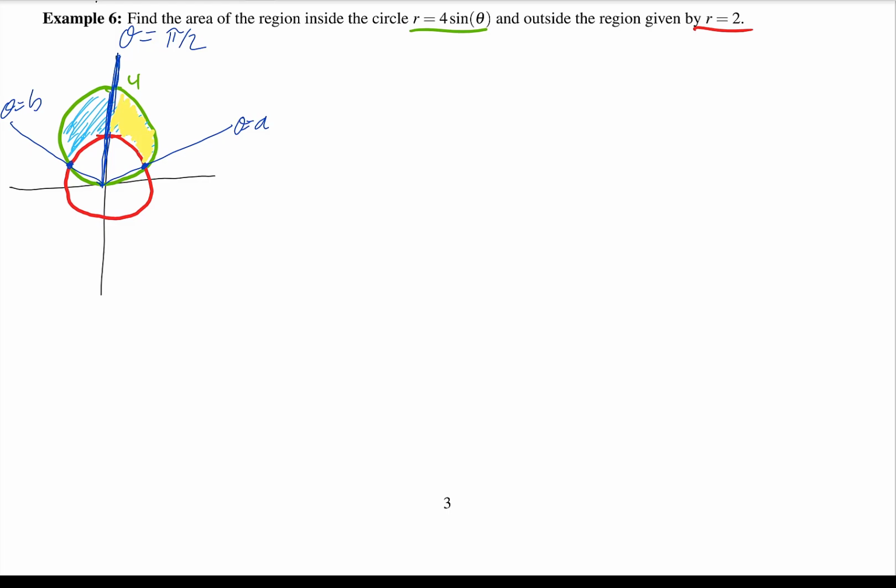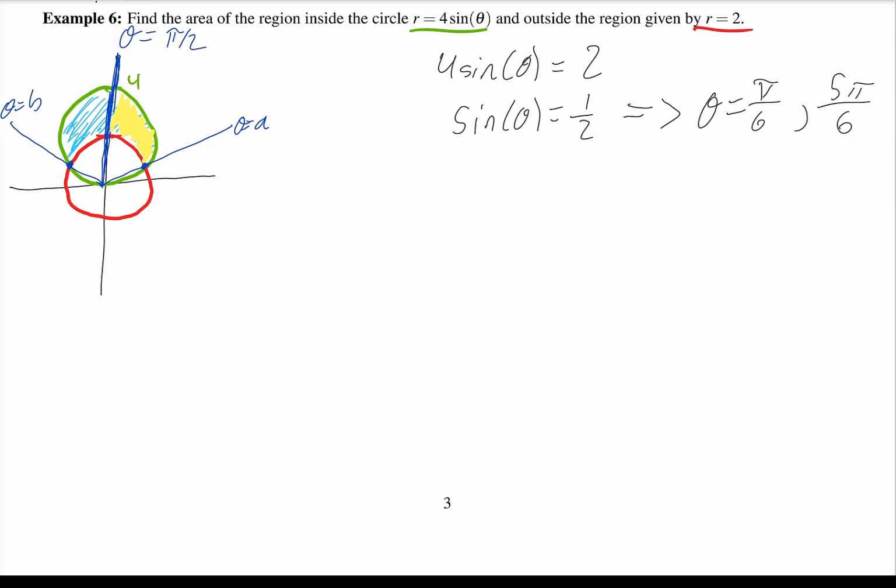Okay, now to do that, I still need to figure out what this intersection point is. To do that, I'm going to set the two curves equal to each other. So I'll take 4 sine theta and set it equal to 2. Well, that means that if I divide by 4 on both sides, we get sine of theta is equal to 1/2. We know that happens when theta is equal to pi over 6 or 5 pi over 6. Now, since we're doing this for theta equals a, we know it's going to be the smaller one. So our a is going to be pi over 6.